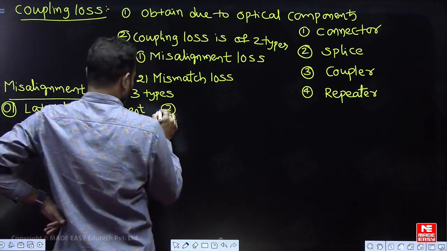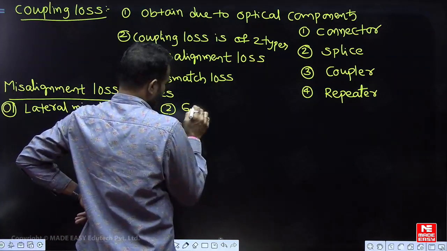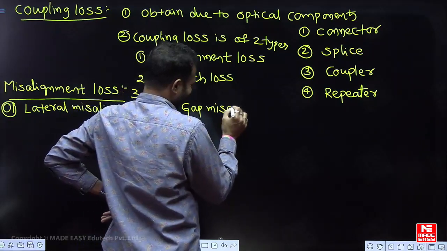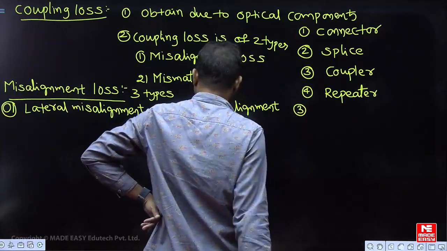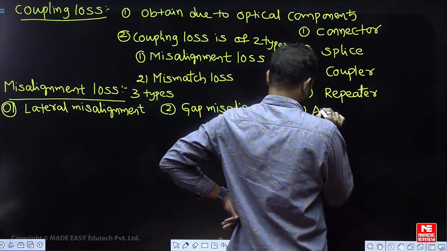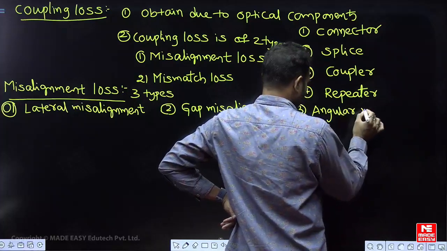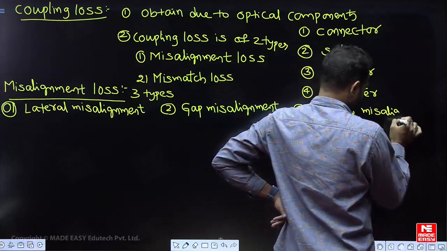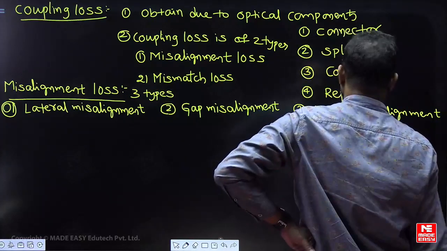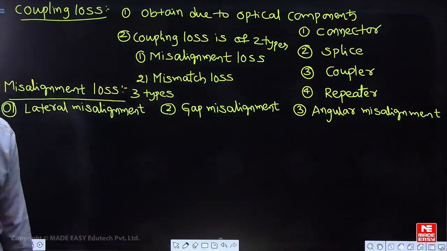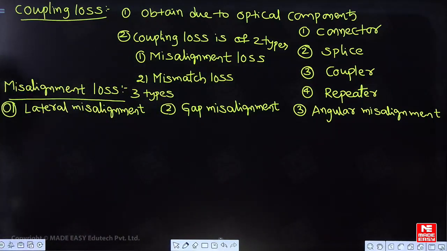The second misalignment loss is called gap misalignment. The third misalignment loss is called angular misalignment. So these are the three types of misalignments: first lateral misalignment, second gap misalignment, and third angular misalignment. Now we can see the remaining things in detail.